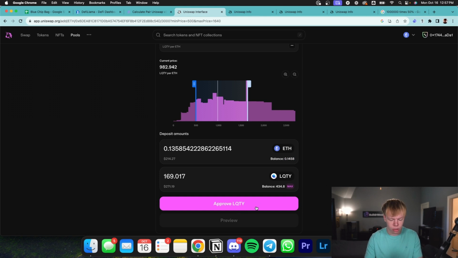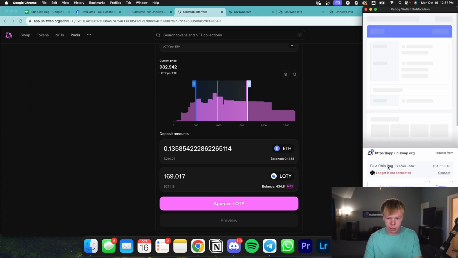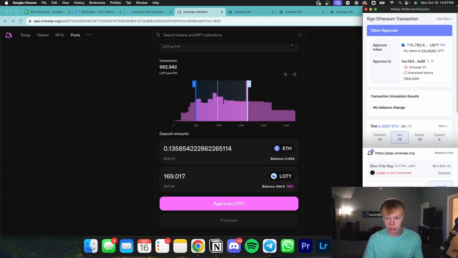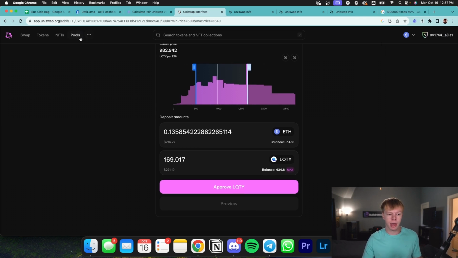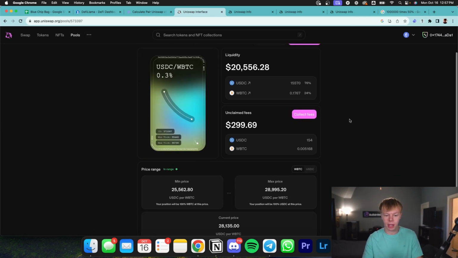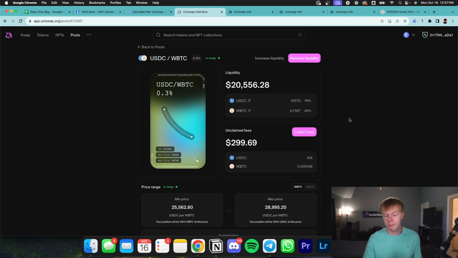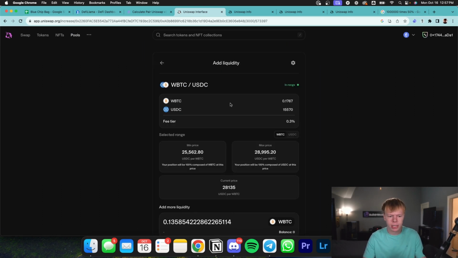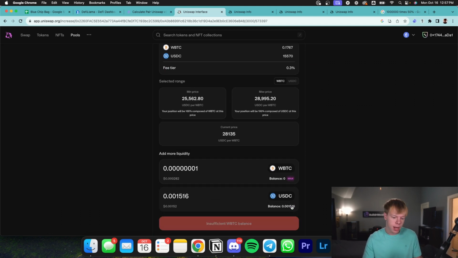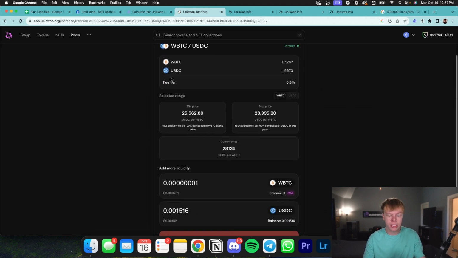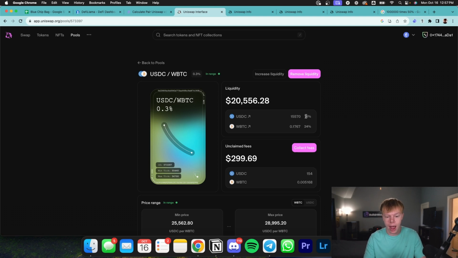So if I were to go ahead and create an LQTY pool, I would approve LQTY. It would prompt my wallet. I would click approve. I'd click preview, and I would click add. And then after my liquidity pool is open, it would look something like this. I want to mention that this is my wrapped Bitcoin to USDC pool. Currently, I have $20,000 invested into it. But you can see when I'm ready to increase liquidity and add more money to it, I could simply click increase, and I'd click add. It does have to be the same ratio that my current assets are. So right now I have 76% USDC, 24% wrapped Bitcoin. So I'd have to put up, let's just say, $760 in USDC and $240 in wrapped Bitcoin if I was doing $1,000 total.